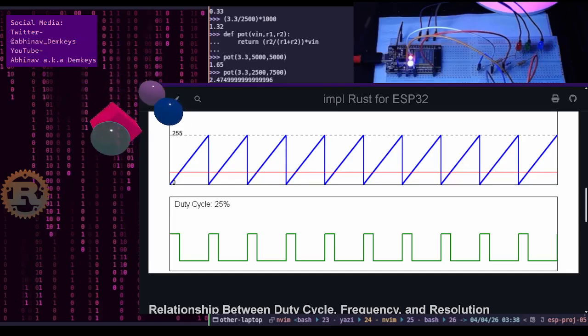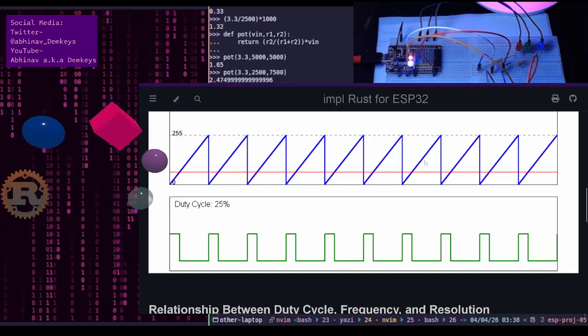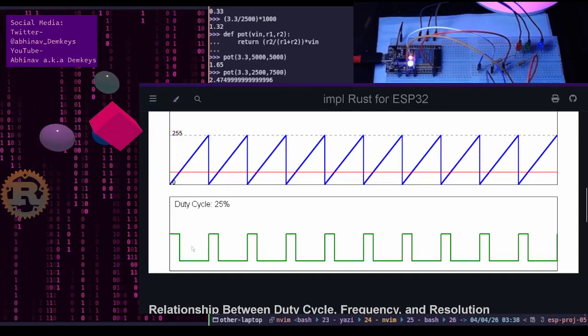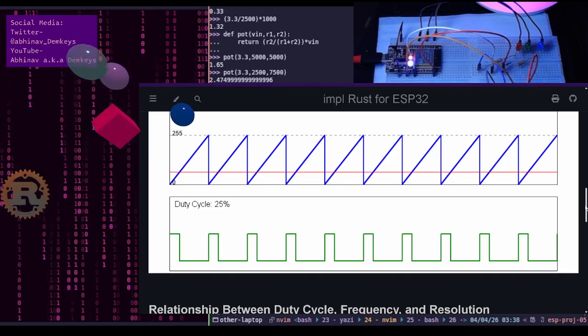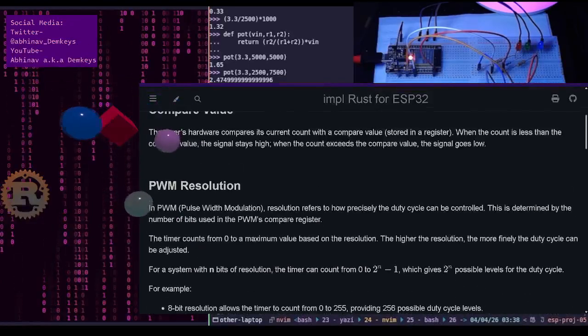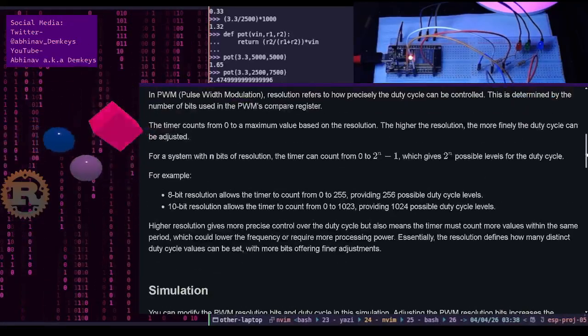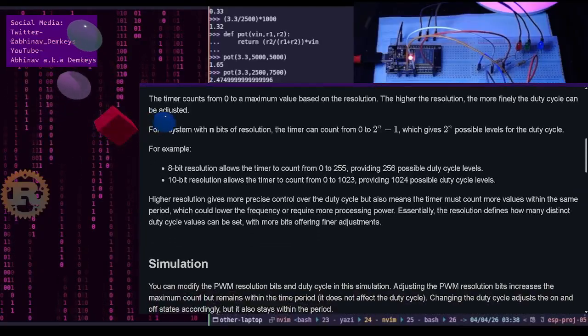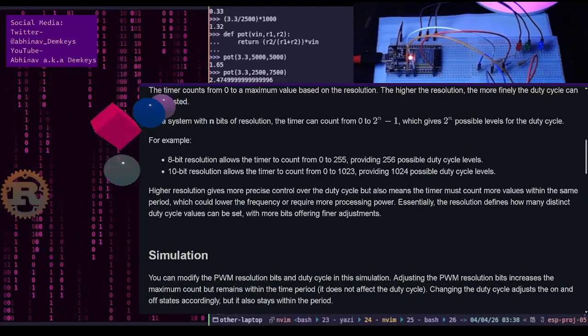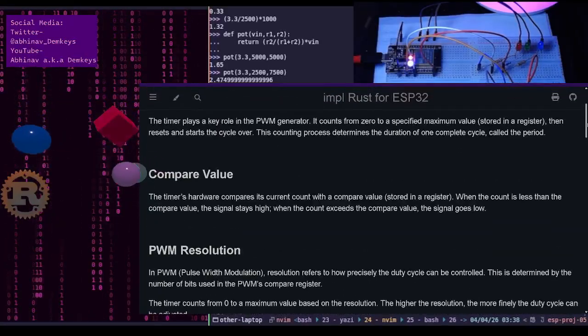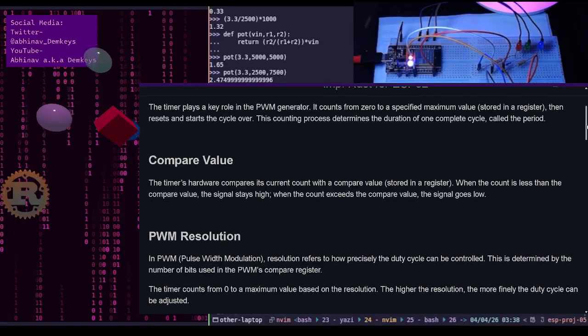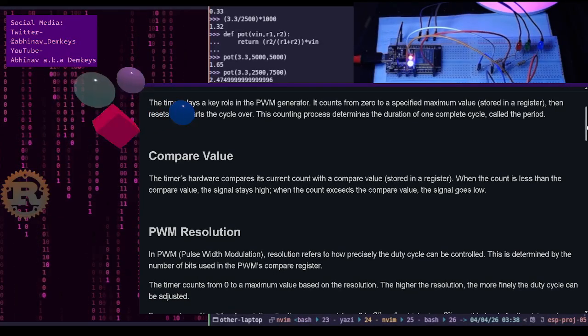Okay, so this is showing us the counter, the timer, for each duty cycle, and then this is showing us what the signal is during that duty cycle. Okay, good. This is great because I've never actually had a chance to study this or look at it in this way, so I'm excited to keep learning this.